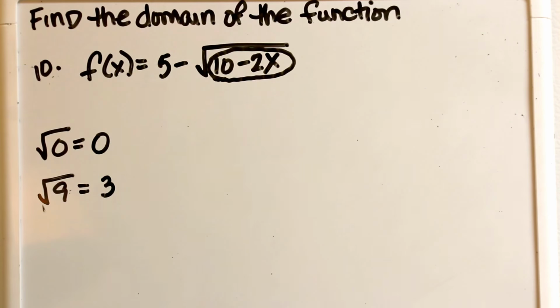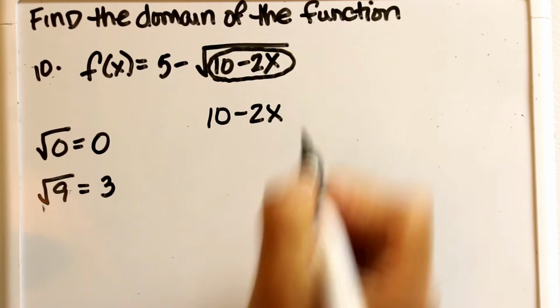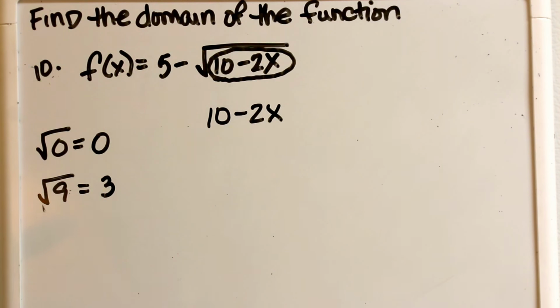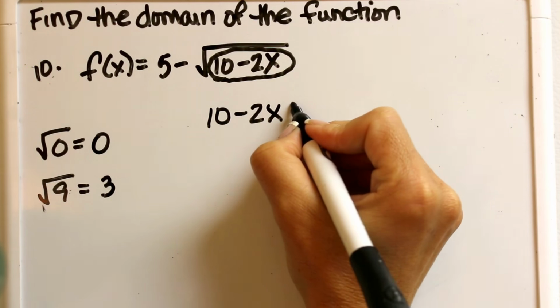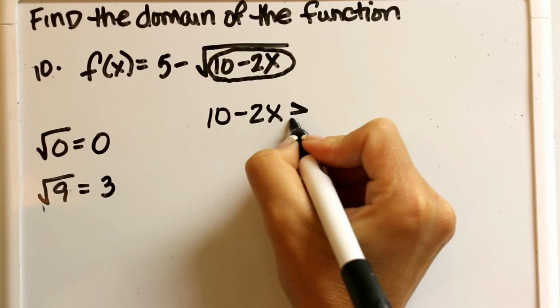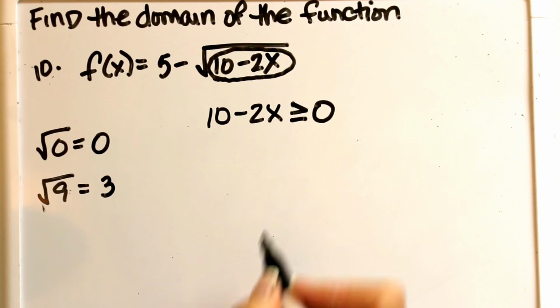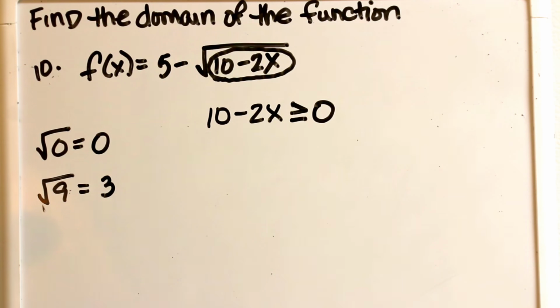means that whatever is underneath that square root, in this case 10 minus 2x, once I do all the simplifying and combining of like terms, has to be greater than or equal to 0. In other words, it cannot be negative. I can now solve this inequality to see exactly what x values I can have.